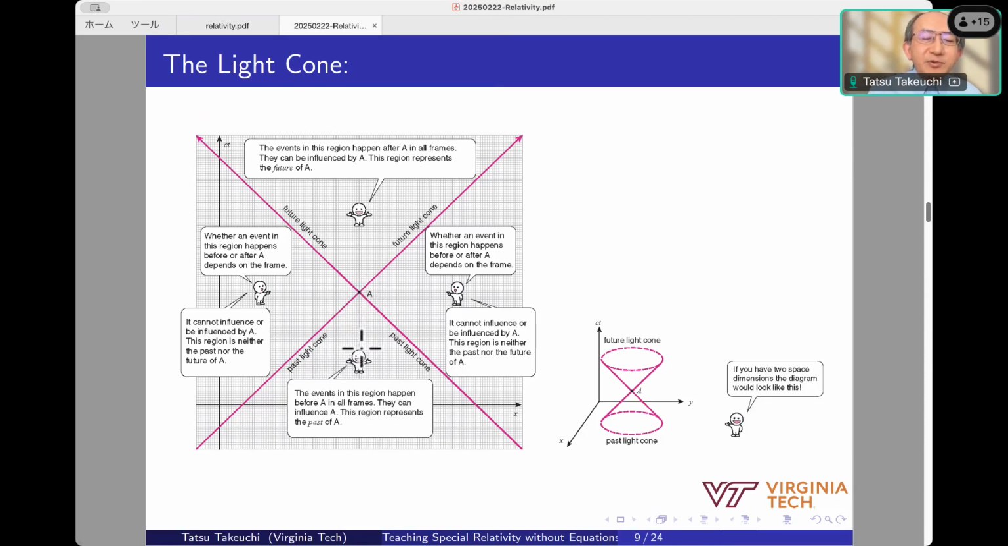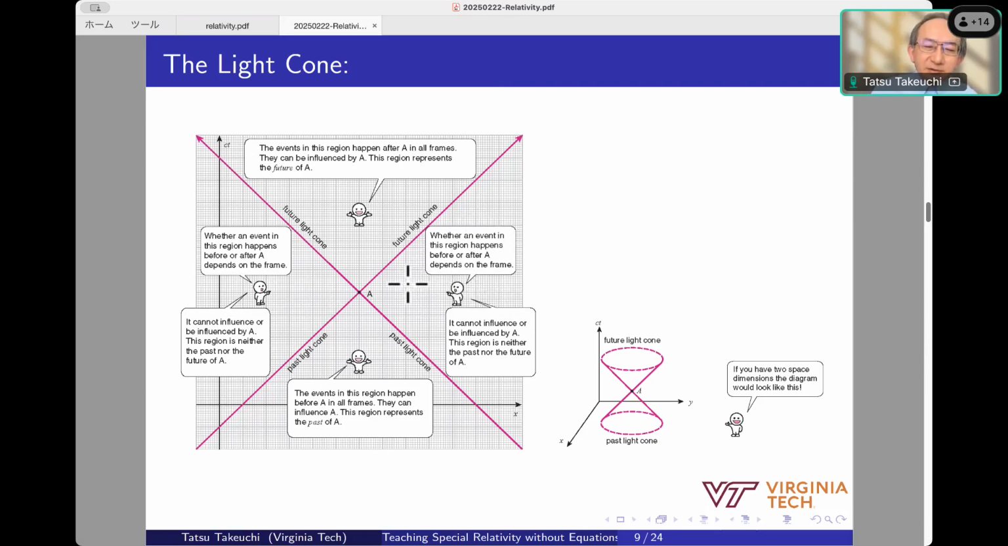So all these points can affect A, which means that they are in the past of A. On the other hand, for all the points in this right triangle or this left triangle, the chronological order of the point with respect to A can change depending on the frame that you're doing the observation from. So you can pick any point in this triangular area, and that point could be happening before A, or at the same time as A, or in the future of A.